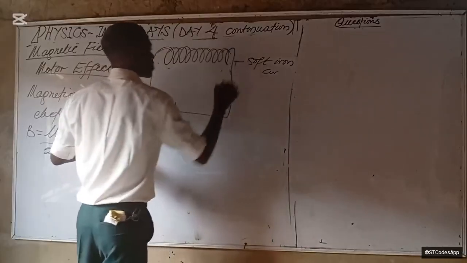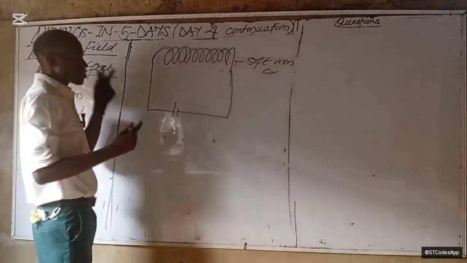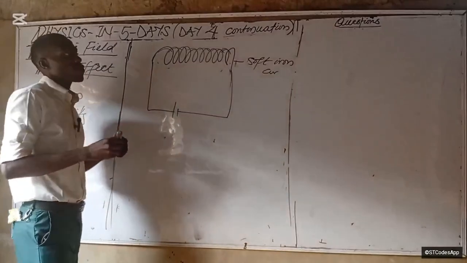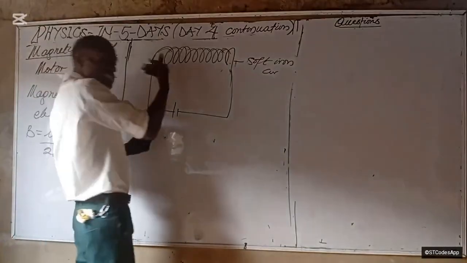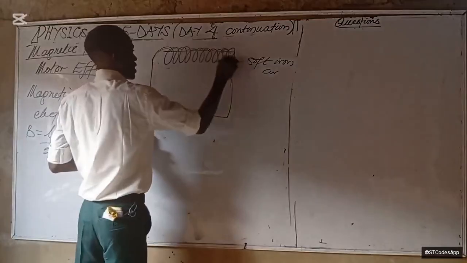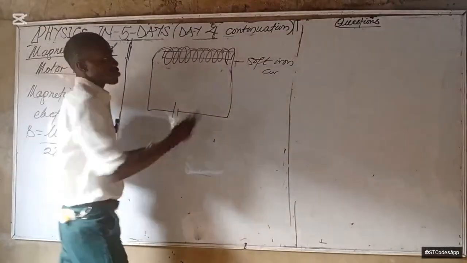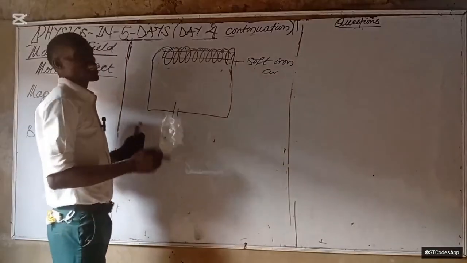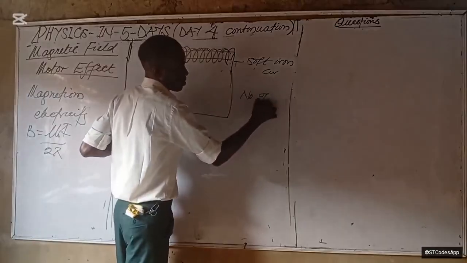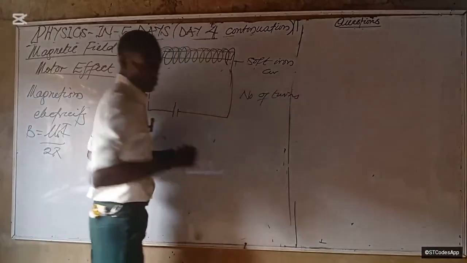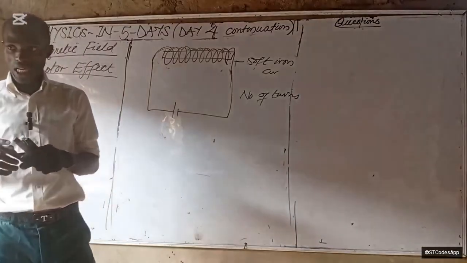In the solenoid, the magnetic fields will overlap each other and become expansive and stronger. You can also increase the strength by putting in a soft iron core, soft because it's easily magnetized. The second thing to do is increase the number of turns of the wire, the higher the number of turns and closer they are.